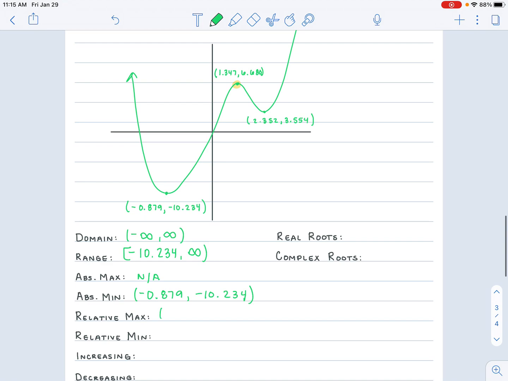All right, relative maximum. I think this point right here is my relative maximum because it is a high point, but not the highest point possible. So my maximum could be 1.347, and you can have multiple of these. Making my next point here, this little minimum, a relative minimum, because again, it's not the lowest point possible. We have a lot of points lower than it.